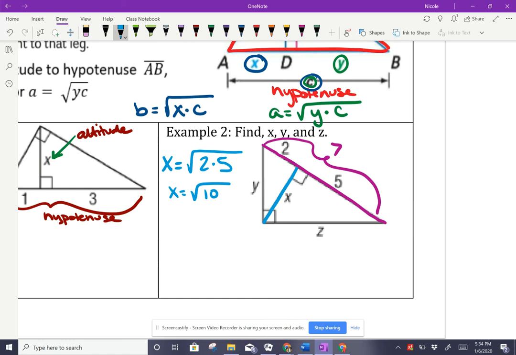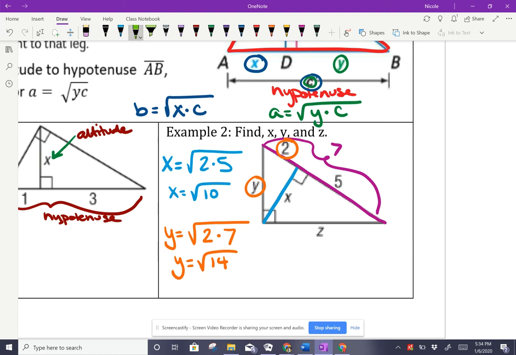So next we're going to take care of Y and Z. First I'm going to look at Y. Y is adjacent to 2. So Y is going to be equal to the square root of 2 times the entire length of the hypotenuse, 7. So we do the piece that is adjacent to the leg we are trying to find, and the entire hypotenuse. 2 times 7 is 14. The square root of 14 cannot be simplified, so Y is equal to the square root of 14.